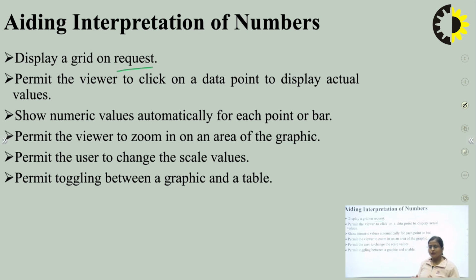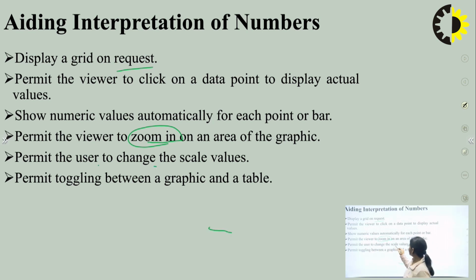A grid is basically used in graphics to show the exact value. That means the value of the x-axis and y-axis at that particular point. For that we require the grid. Okay. So show the numeric value automatically for each point or bar. Permit the viewer to zoom in on an area of the graphic. This is also important because if we zoom in, then we can show it clearly.